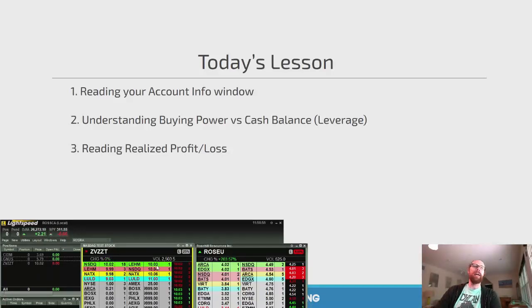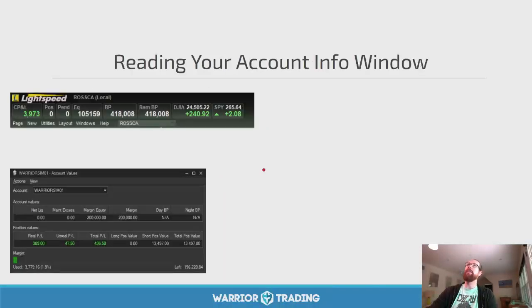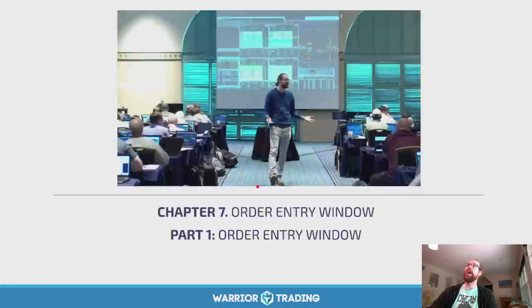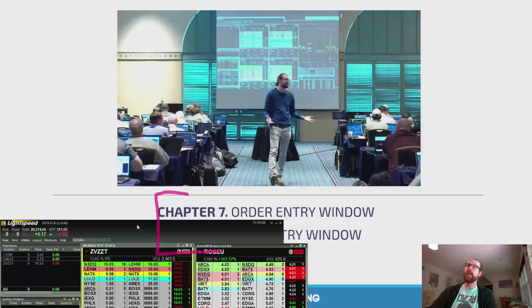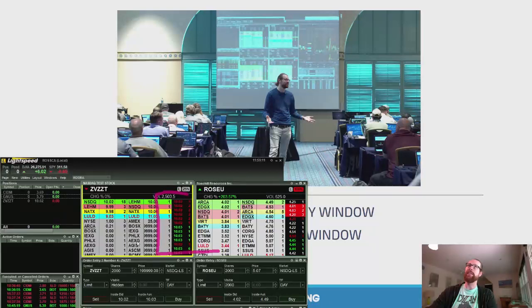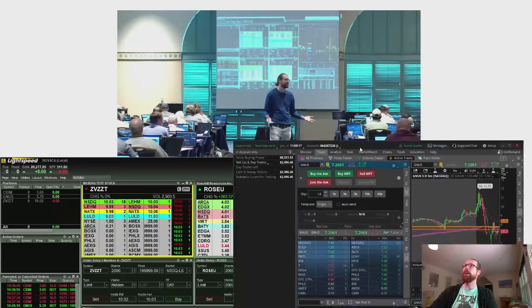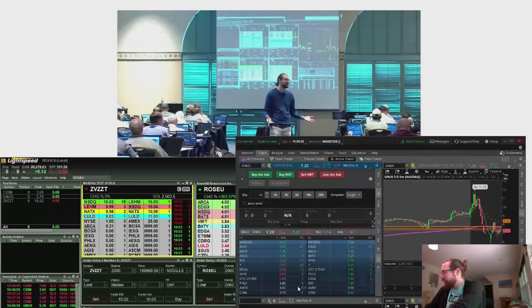Okay, so chapter 6 is fairly short. That was the extent of chapter 6, and now we're going to get into chapter 7, which is learning how to use the order entry window, which is this right here. And I will show you that again on 3 platforms: Lightspeed, TD Ameritrade, and the Sterling trading software. All right, so let's get into chapter 7.